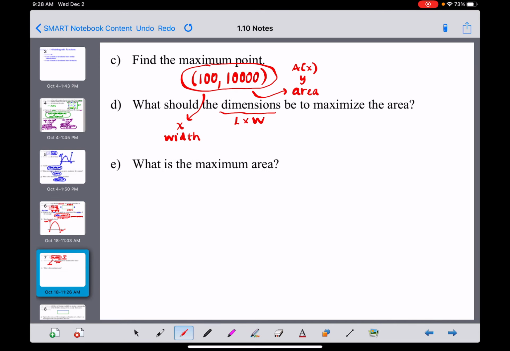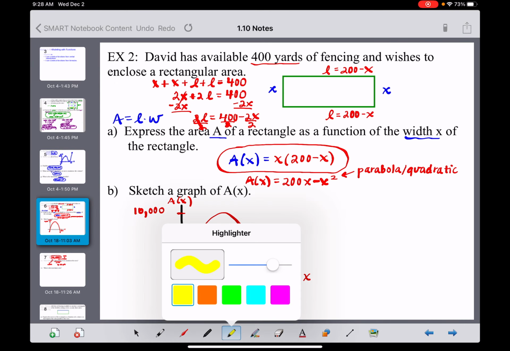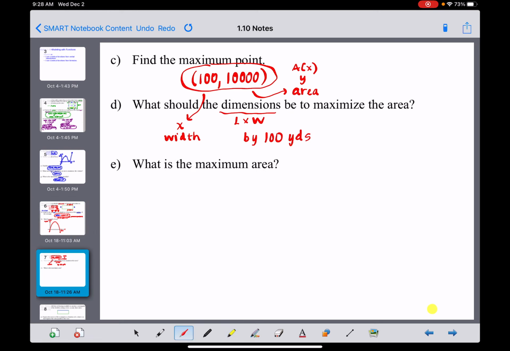So I know that the width is 100. So the width would be 100, and if we look back, we were in yards. So I need to find the length. And I can use either an x or I can use the word by. So my length, remember, if we go back here, my length we found to be 200 minus x. So all I'm going to do is take 200 and subtract off that x, because if x is 100, then I know that 200 minus 100 is 100. So it actually ends up being the same thing. So my length is 100.